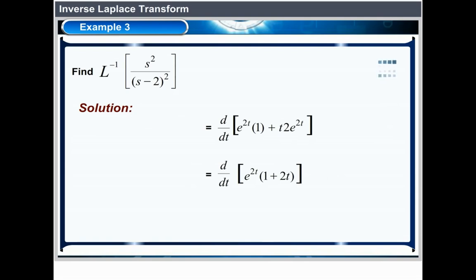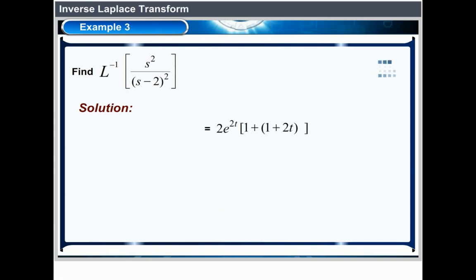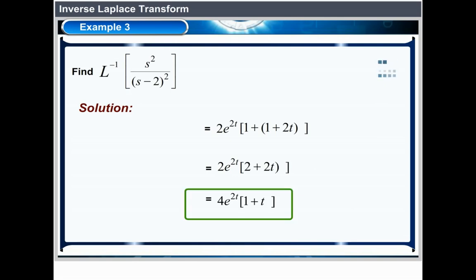We have taken e power 2t as common. Equals 2 into e power 2t plus 1 plus 2t into 2 into e power 2t equals 2 into e power 2t into 1 plus 2t. We have taken the e power 2t as common in both the terms. Equals 2 into e power 2t into 2 plus 2t equals 4 into e power 2t into 1 plus t.